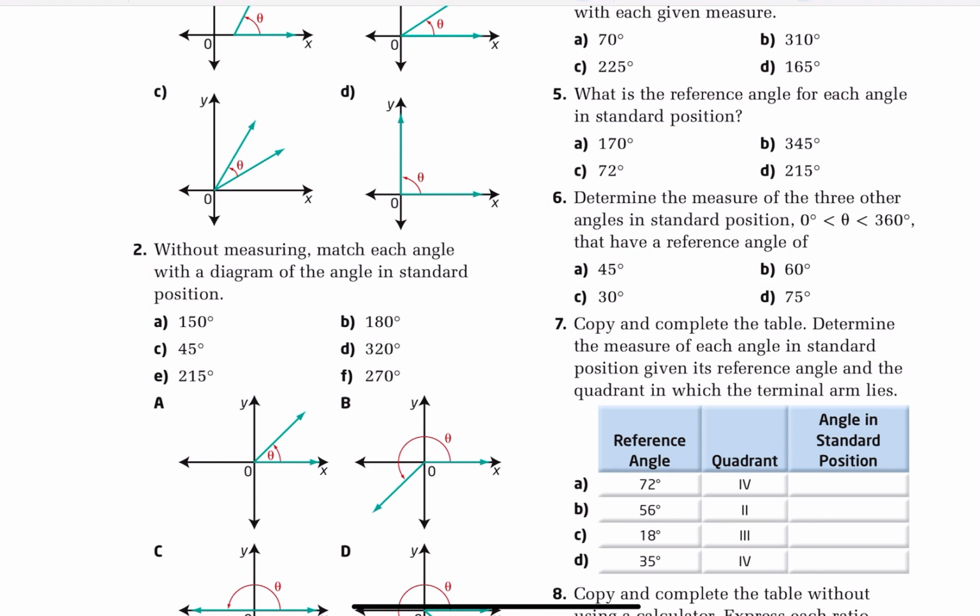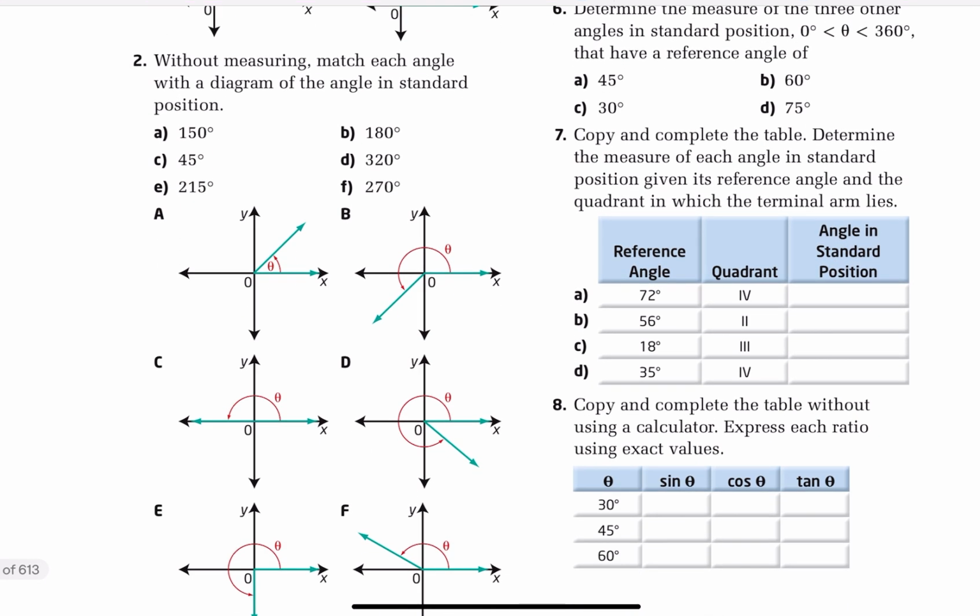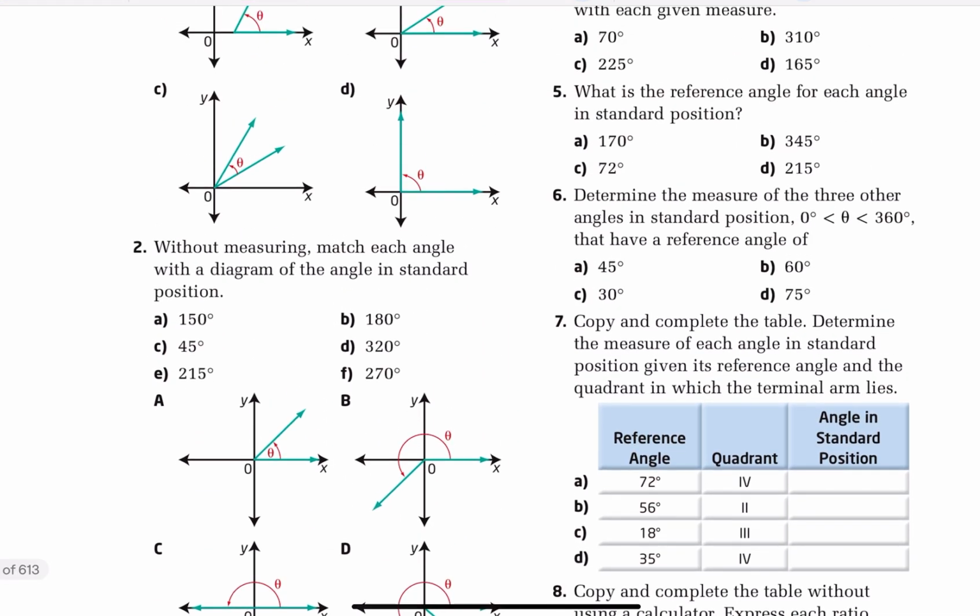Without measuring, match each angle with each image. This is very easy because this one is less than 90, so you will know which one is less than 90 is this one. This one is bigger than 180 and less than 270. So which one is bigger than 180 and less than 270? It is this one. So it should be bigger than 180. And you apply the same thing for the other examples.